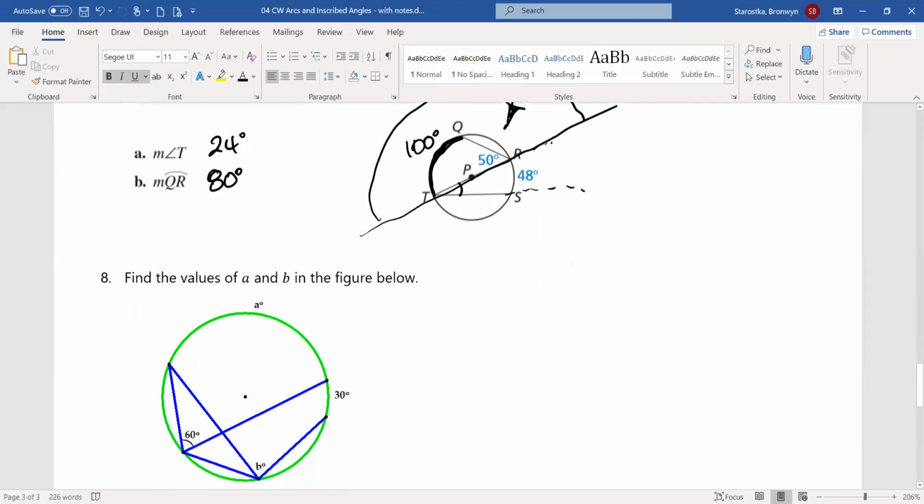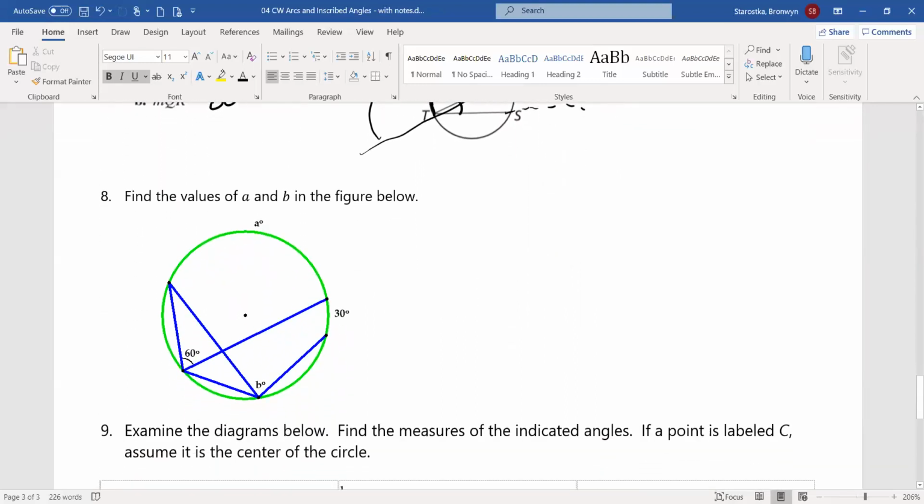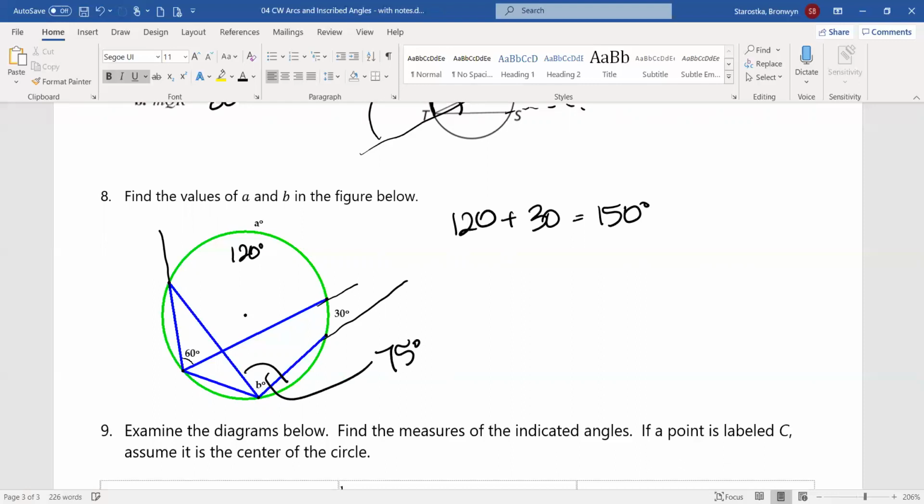Let's look at the next one. We want to find the values of A and B. So for arc A, that's going to be 120 degrees. But for angle B, we have to add on this 30-degree arc. So 120 plus 30 is 150 degrees, and half of 150 degrees is 75 degrees.